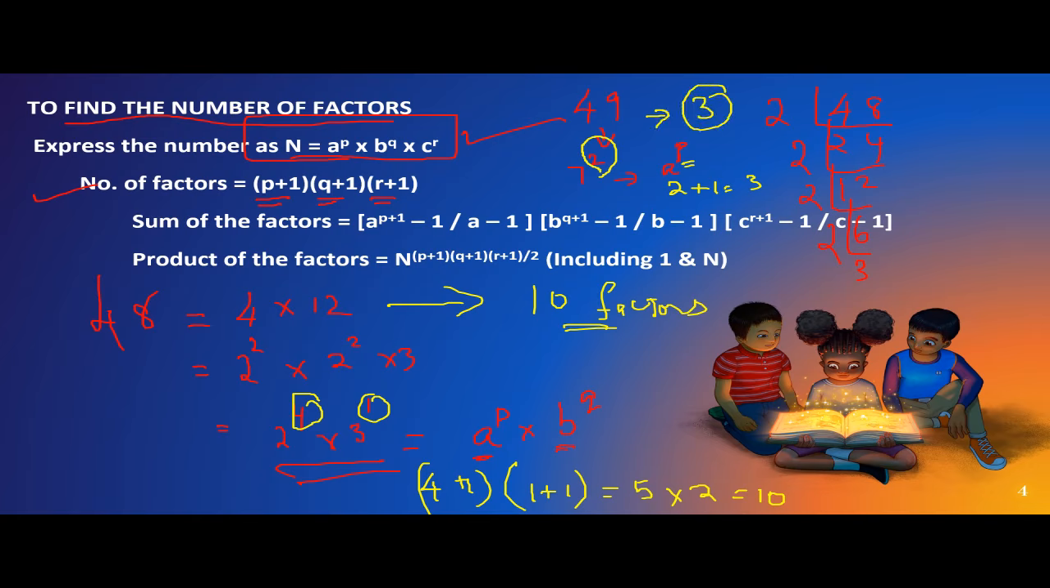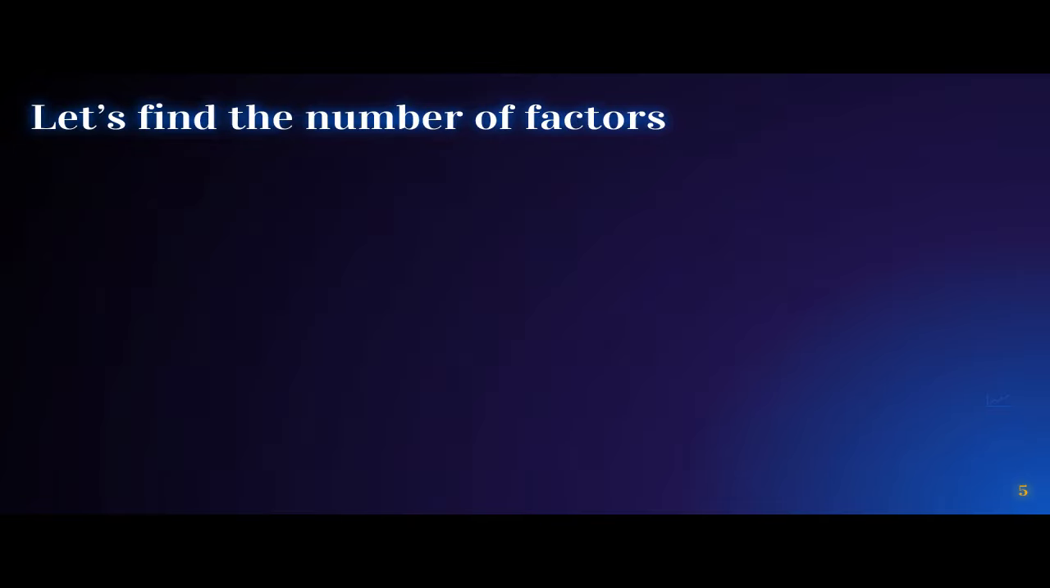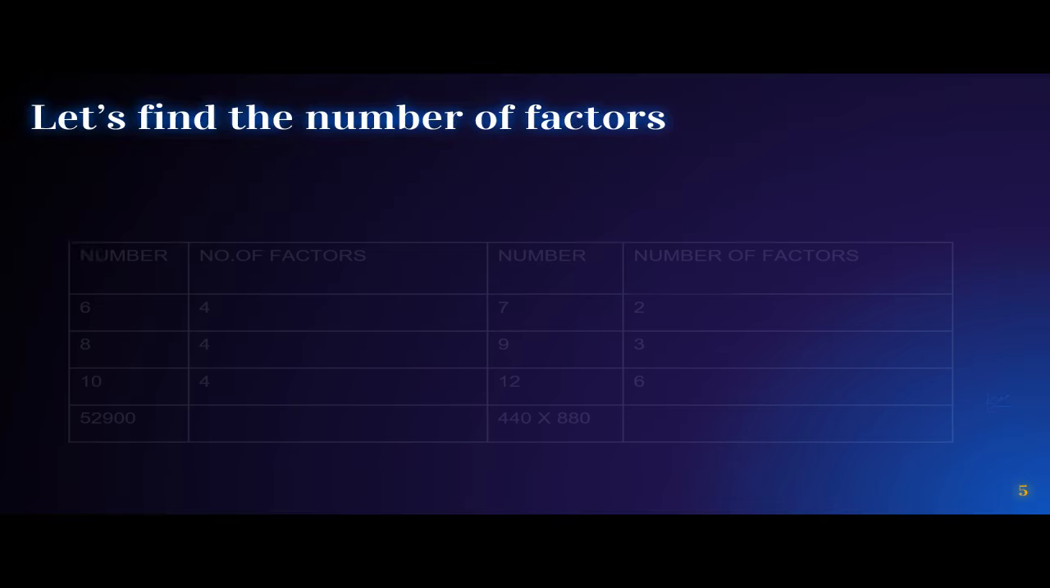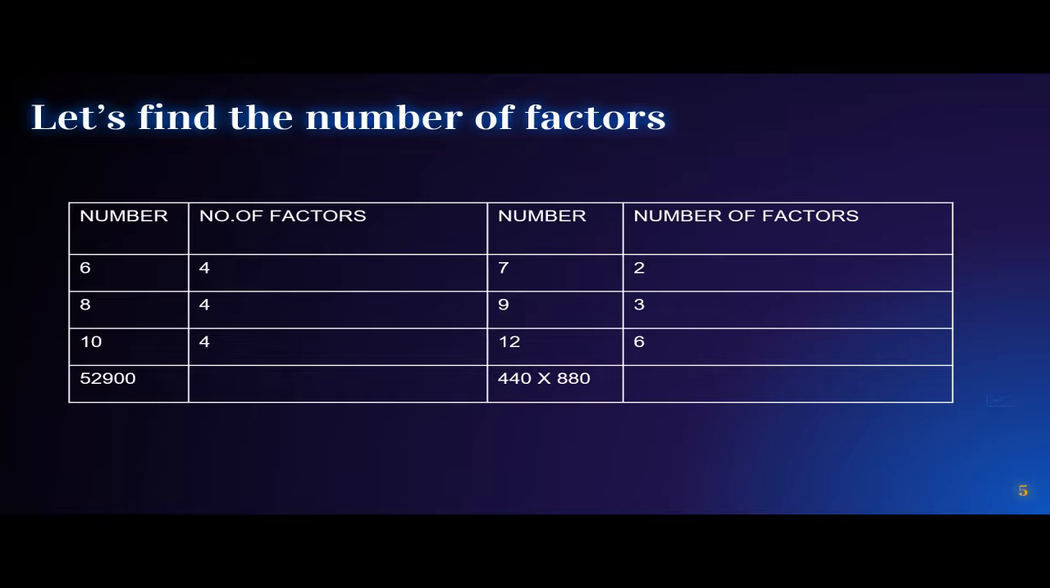So let's go for the next slide again and find the same thing. So again, we have come back to the same thing. Like, in the previous slide, we found that 6 has 4 factors. Now let's see how this 6 has 4 factors using the same concept. So 6 I can write as 2 into 3.